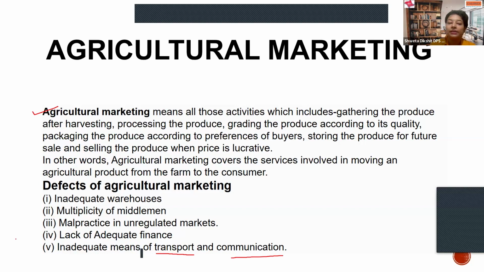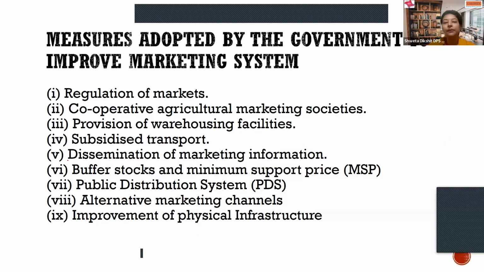Children, this can be a subjective question for 3 and 4 marks. Please prepare it well. It can be a combined question also: what is agricultural marketing and what are the defects of agricultural marketing.